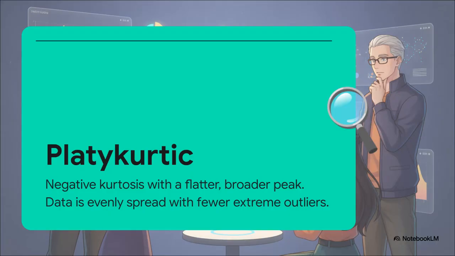Now contrast that with our next condition, platykurtic. This is the exact opposite. The distribution here is much flatter and broader than your standard normal curve. It's indicating a really even spread of data values across the whole spectrum. And because the tails are thinner, a platykurtic distribution tells us there are far fewer rogue elements or extreme outliers hiding out in our dataset.